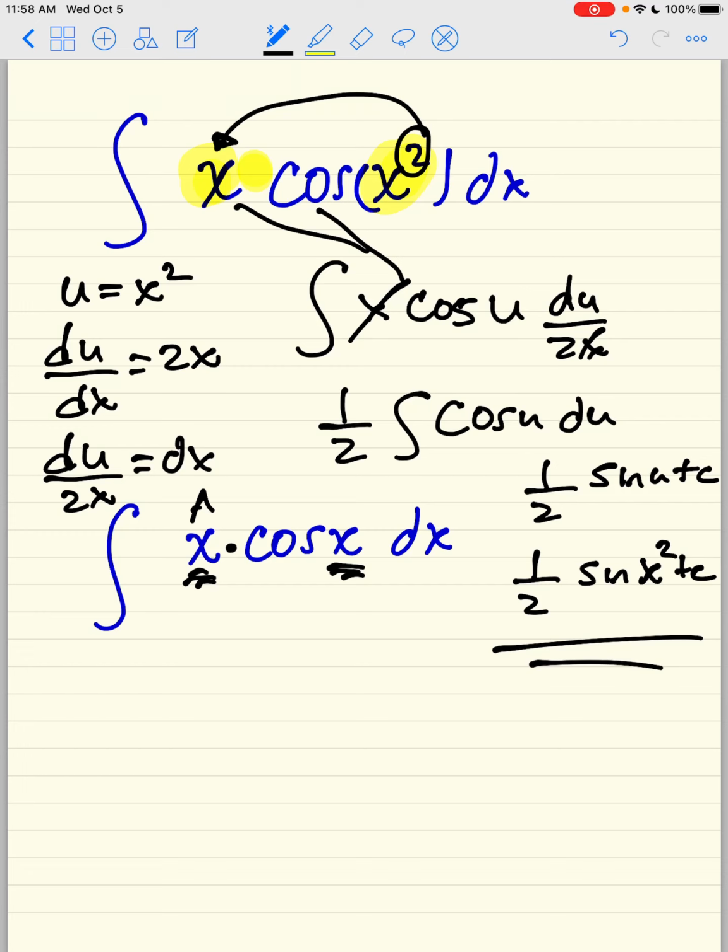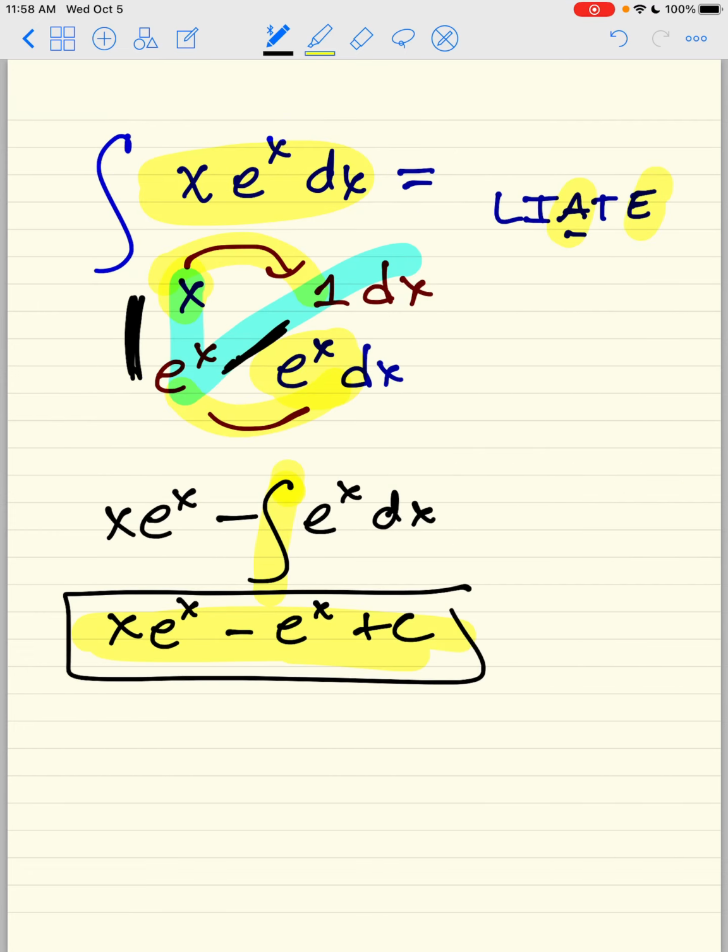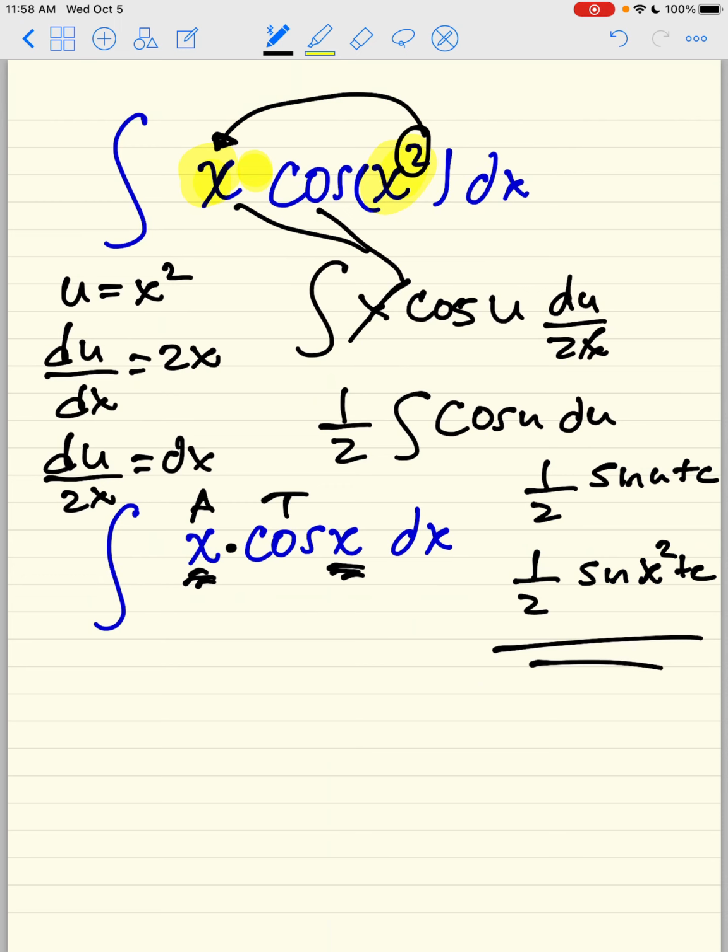So this is algebra, this is trig. If you take a look at LIATE, which was up here, algebra goes on the left of trig. So we're going to put an x here, we're going to put a cosine x here. We're going to take the derivative, that's 1. We're going to take the integral, that's sine x.